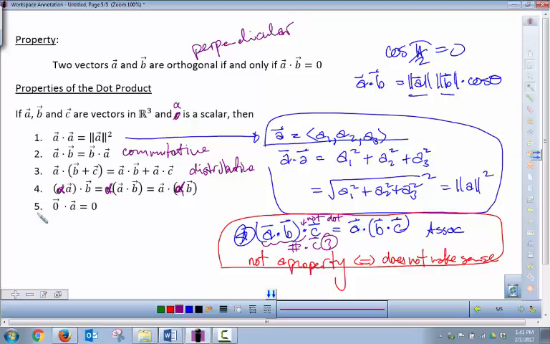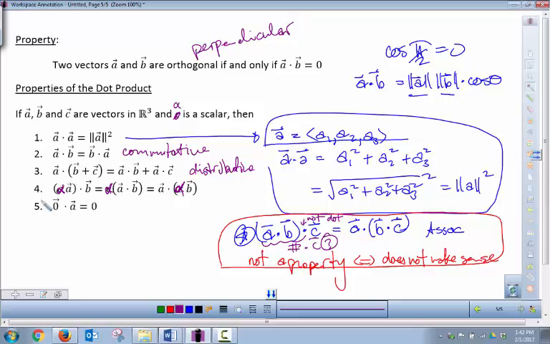So this other one, number 4, is not quite an associative property because you're doing scalar multiplication and dot products. And if you look at each of these values, you know that the result is going to be a scalar. And you can see how each of these within the parentheses would simplify.